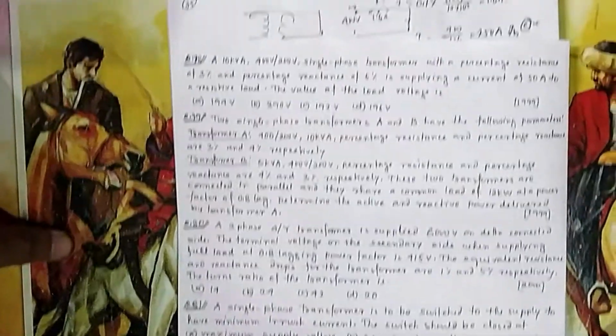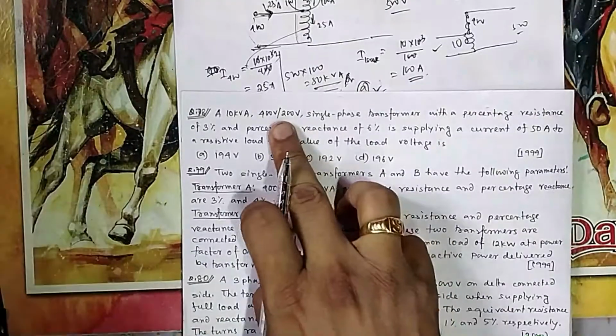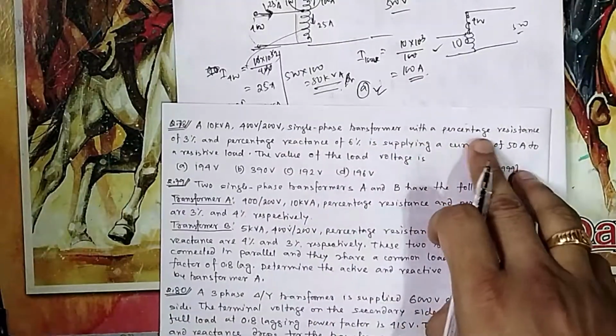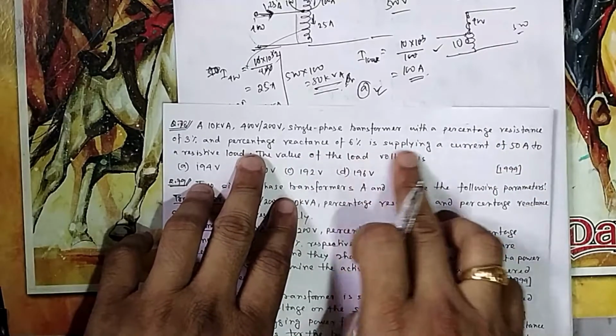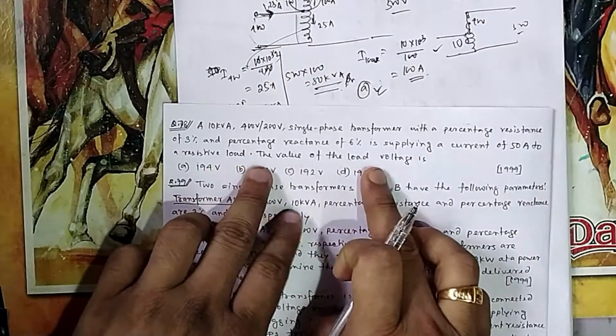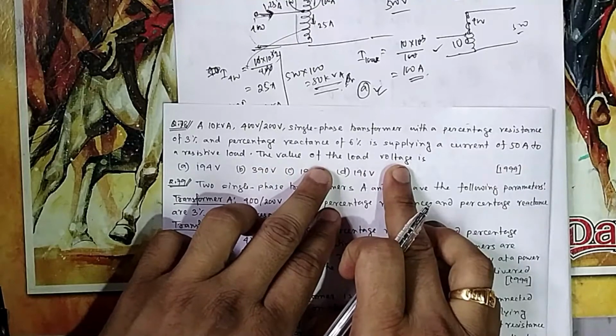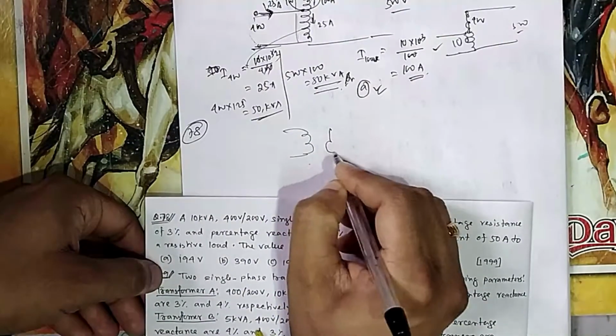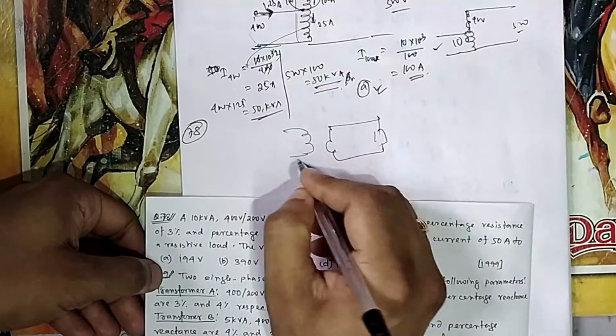Now if you come to question number 78, a 10 kVA 400 by 200 single phase transformer with a percentage resistance 3%, reactance 6% is supplying a current of this much resistive load. The value of the load voltage is equal to. So this is of this fashion. A load is connected of this fashion.